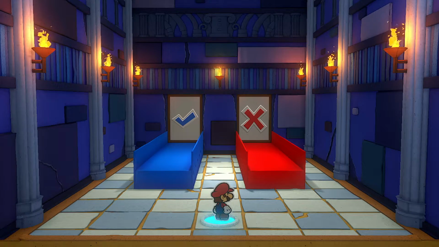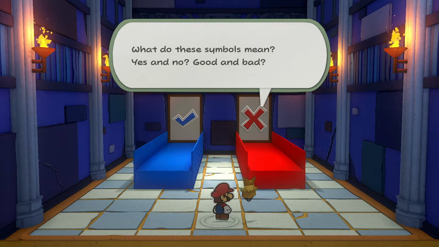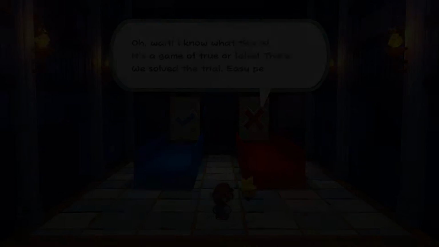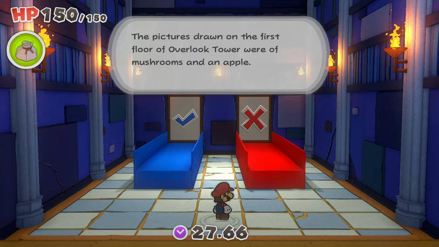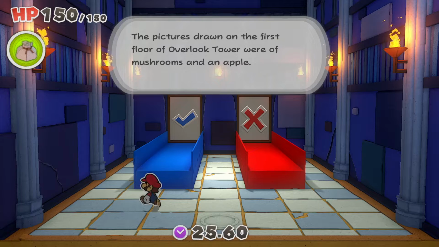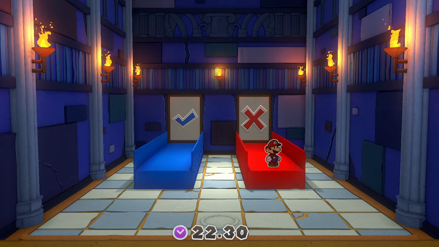But the first two questions are true and false questions. So they're relatively easy, especially if you remember things. So the pictures drawn on the first floor of Overlook Tower were mushrooms and an apple. This is incorrect. So in this case, you've just got to remember something from earlier in the game.